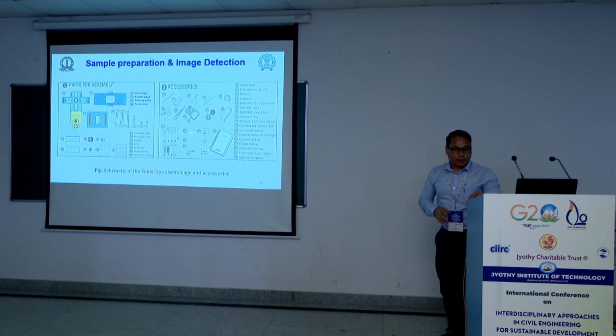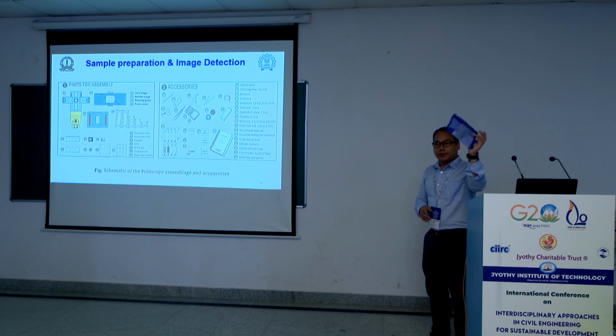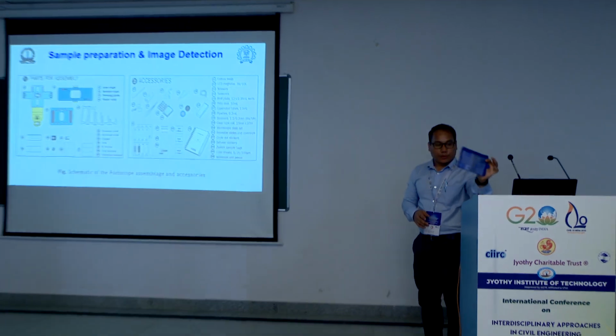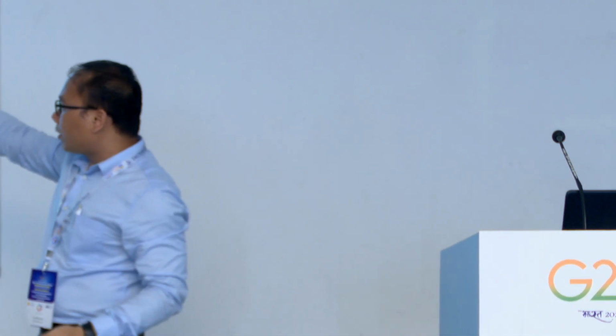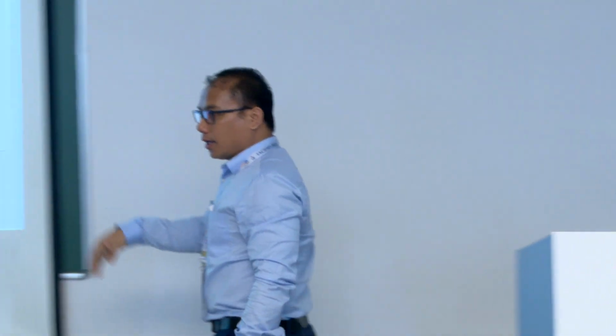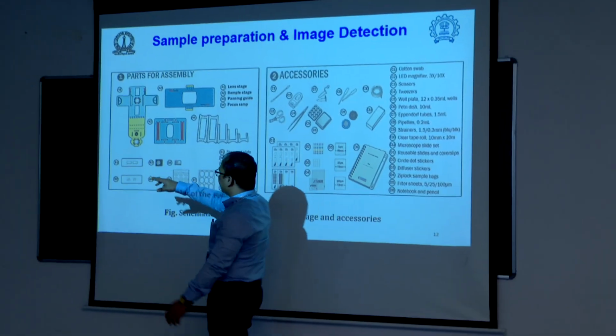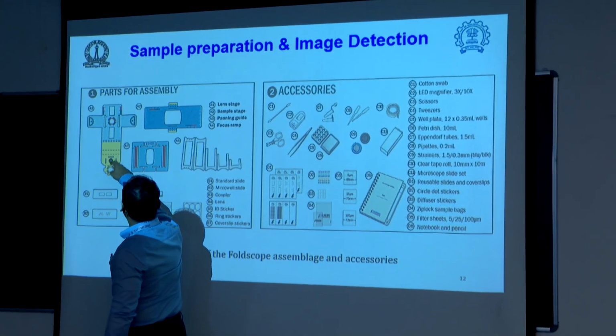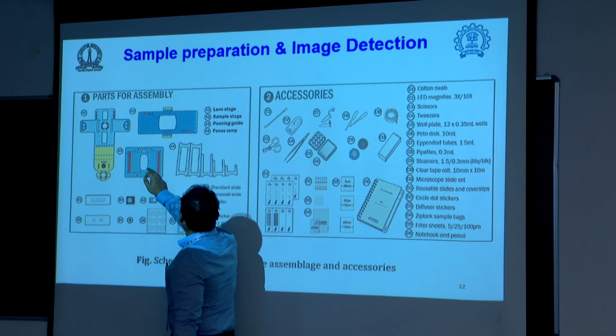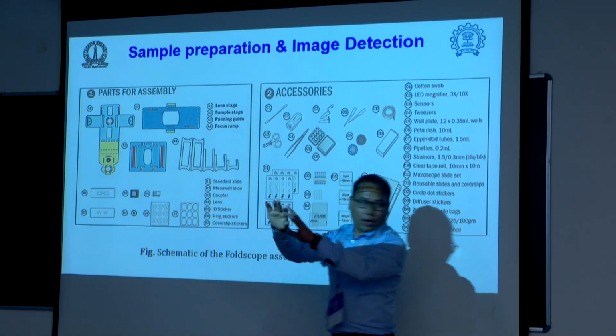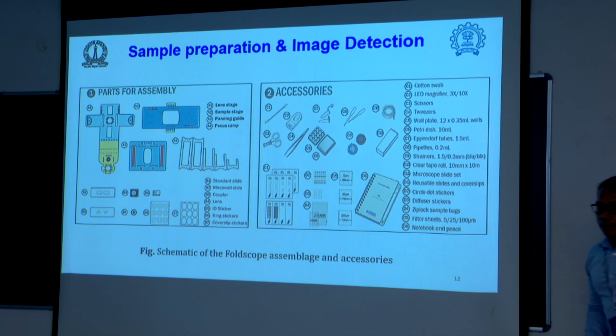So if we see, it comes here like this only. If you order from online or something, you can order. Then you have to open, and if you open that, you will find this kind of assembly. So the assembly of the Foldscope parts is shown here, which consists of 4 stages. First stage is your lens stage, then sample stage, training guide, and focus rack. Then you will combine them all.